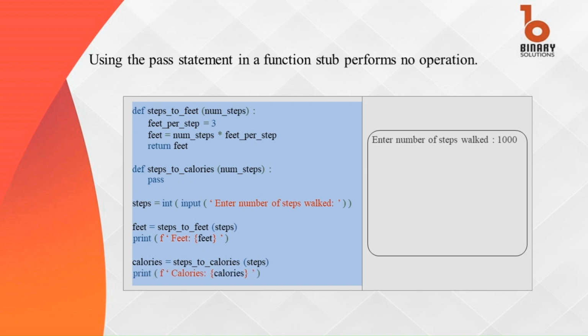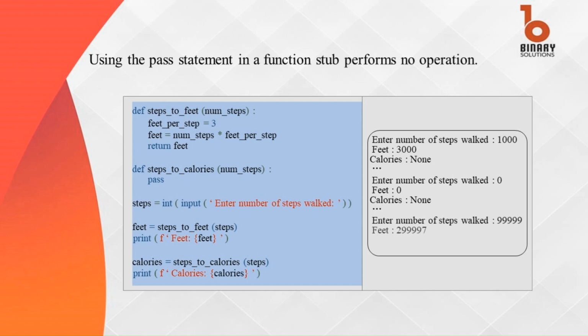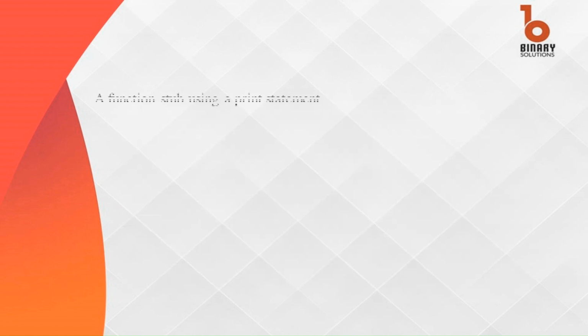The user is prompted to input the number of steps walked, and the program calculates the corresponding distance in feet. The placeholder function for calories, which doesn't yet do anything, still gets called to maintain the structure of the program. This demonstrates how function stubs allow for early testing of other parts of the program while leaving room for future development.